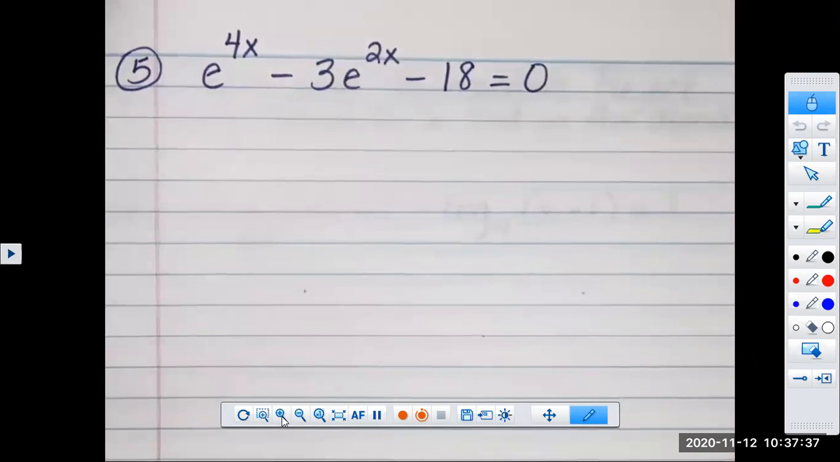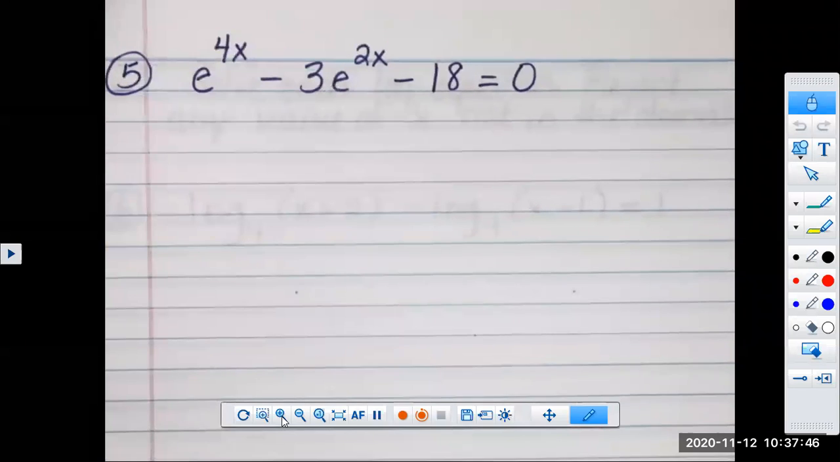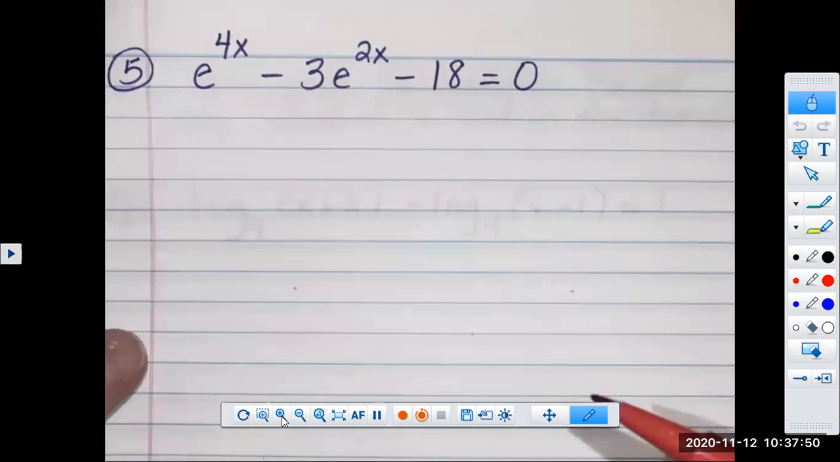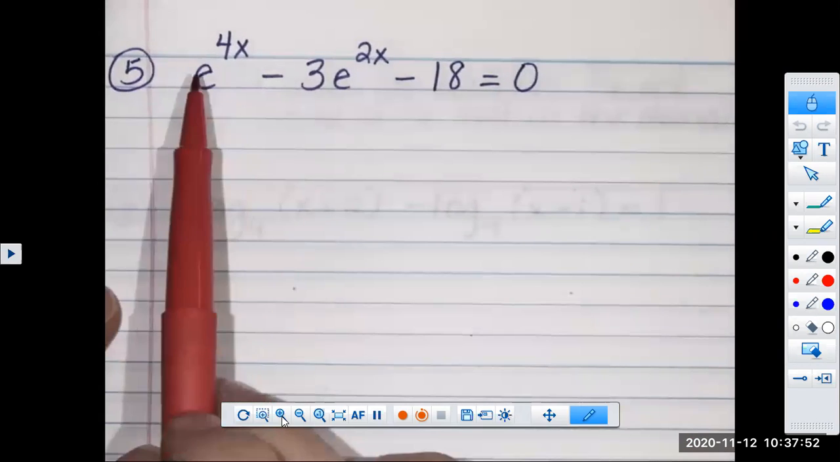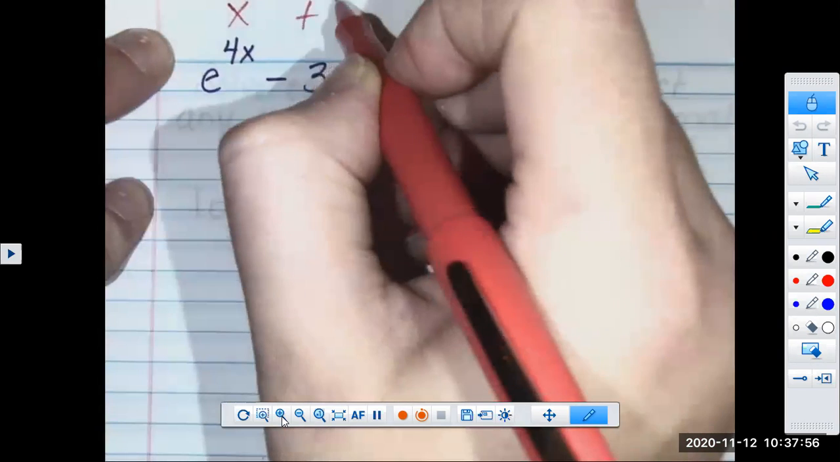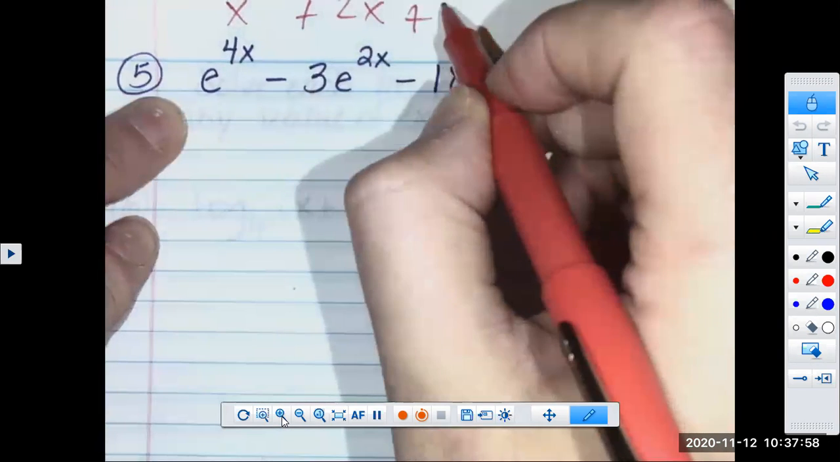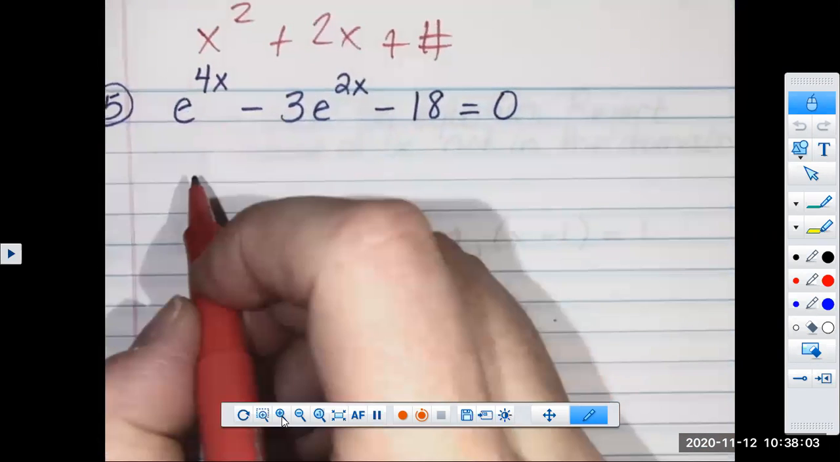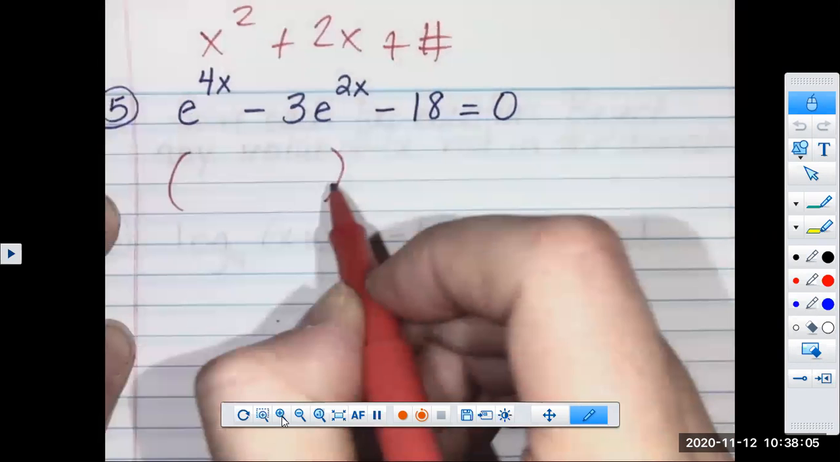Okay, I wanted to show you one like this. This is a quadratic type equation and exponential. All right, we'll factor like a quadratic. It's not necessarily quadratic, but notice it looks very much like the problems x squared plus 2x plus some number, whatever. And those always factored into 2 parentheses.